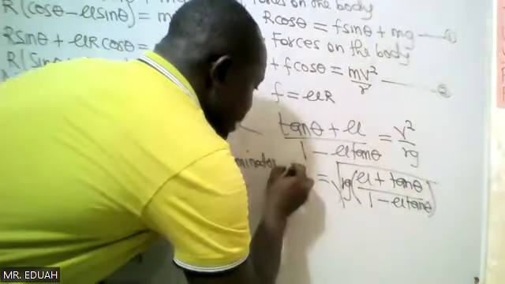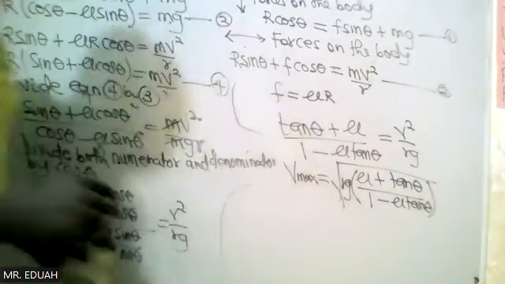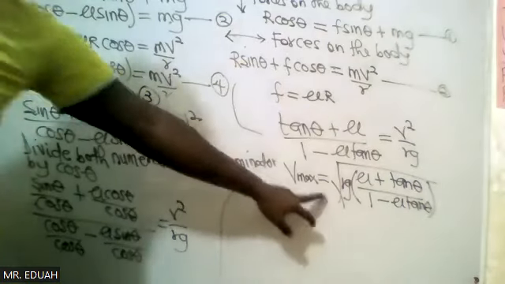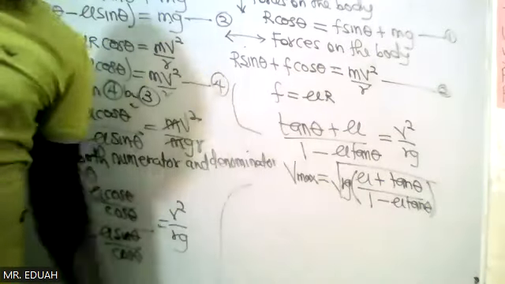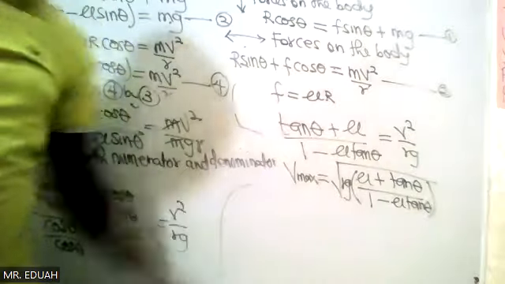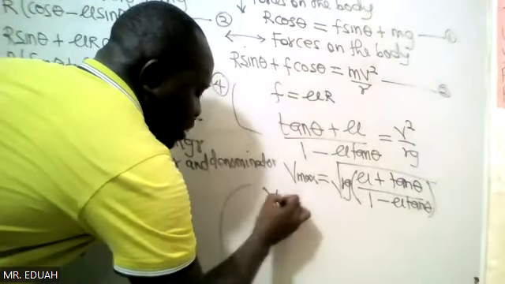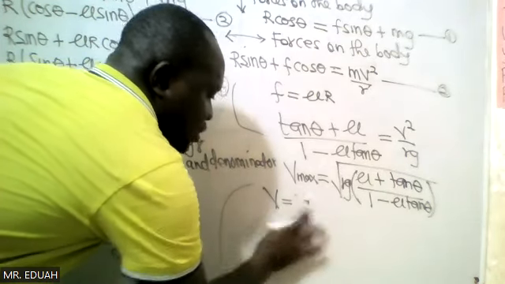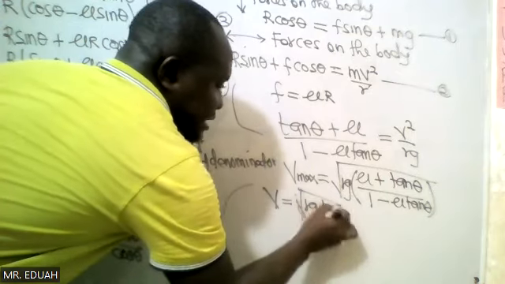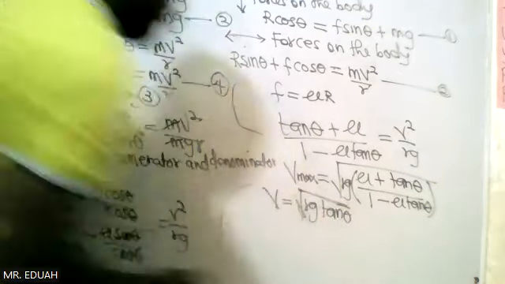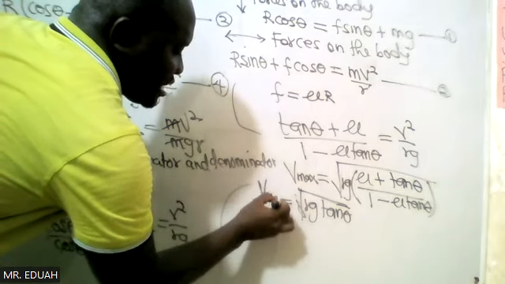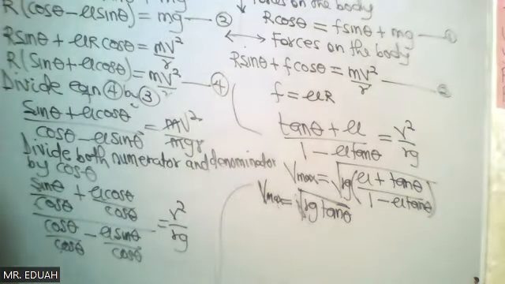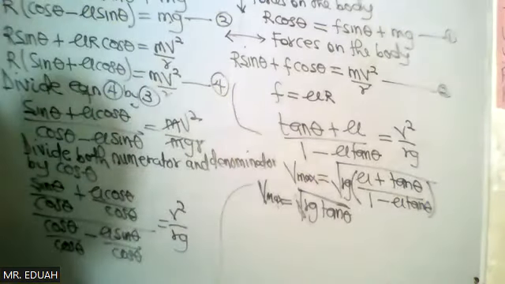And class, when the road is banked and there is friction, this is the formula for maximum speed. V is equal to square root of RG tan theta is when there is no consideration for friction. So when there is no friction, this is it.